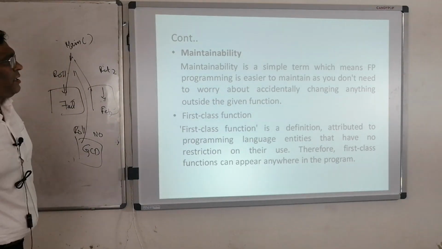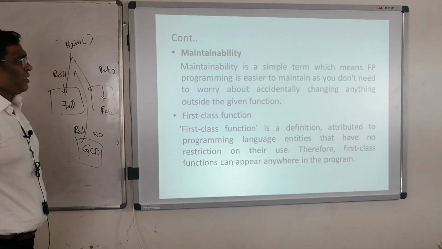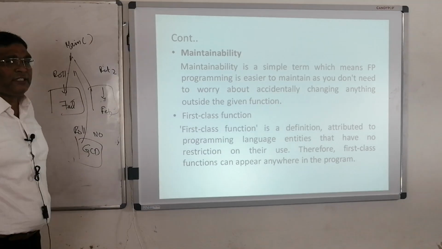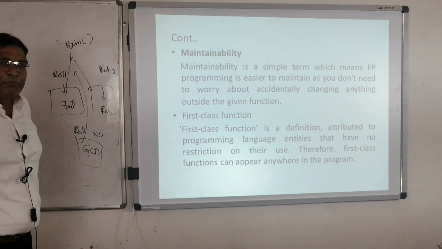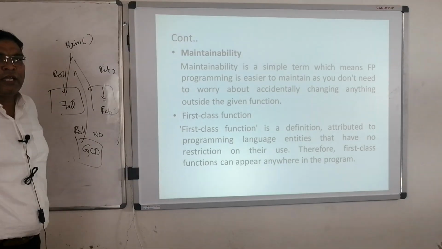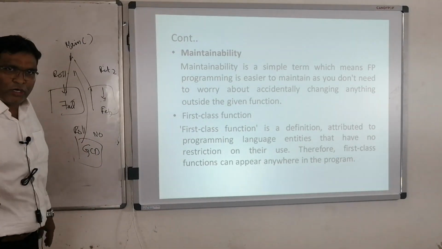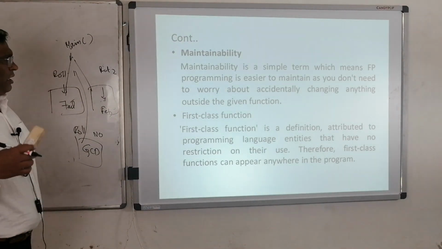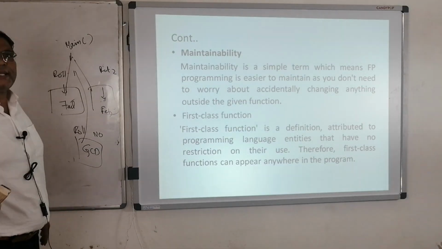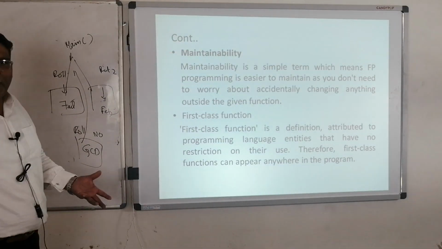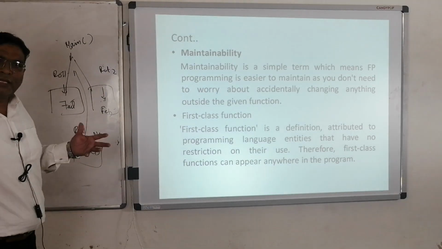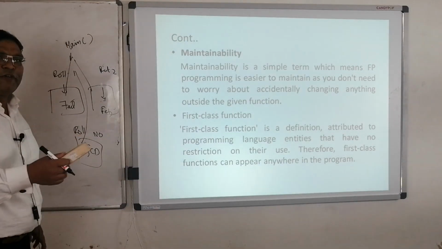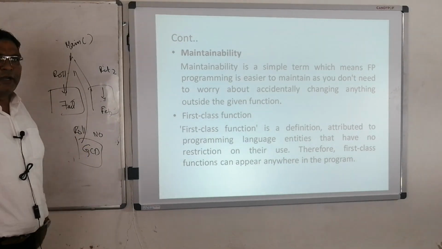Next one, please. Maintainability. Maintainability is a simple term which means functional programming is easier to maintain, as you don't need to worry about accidentally changing anything outside the function. Once you develop the function, it should be used many times. It doesn't need maintenance every now and then. And if maintainability is there, it should be very simple. You can just modify. Okay, there is a problem. We have seen that you need a program with float numbers. I can just add it. If there is a new requirement, you just modify the existing program.